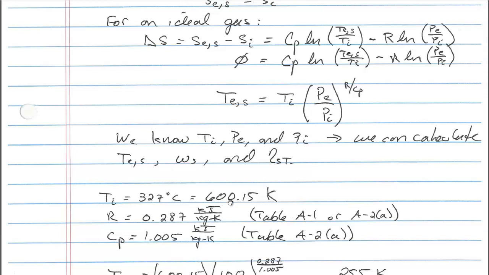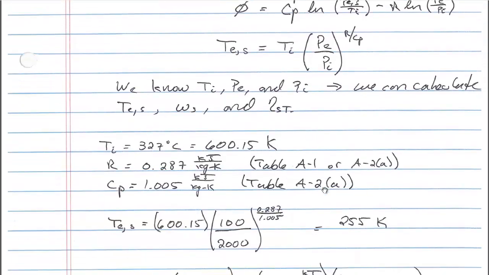Okay. So 327 degrees Celsius, that's my inlet temperature. That's 600.15 in Kelvin. And so now I can plug all this good stuff into my ideal exit state temperature equation and get that my ideal exit state temperature is 255 Kelvin.